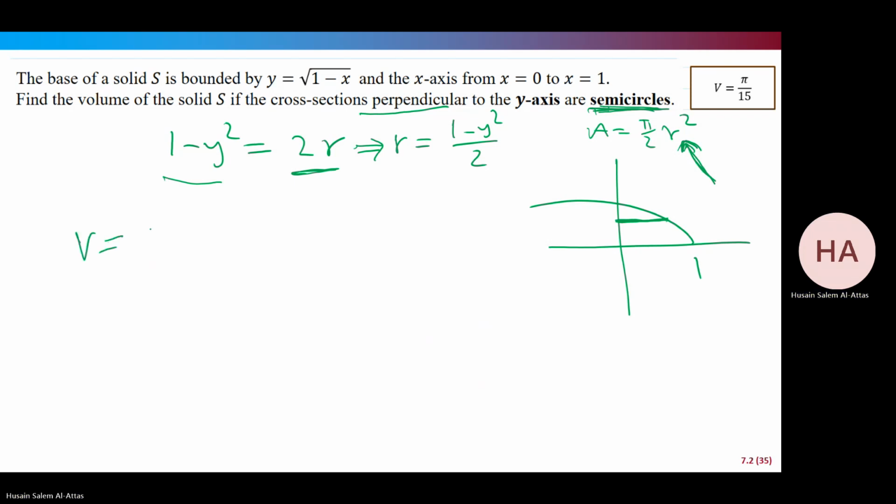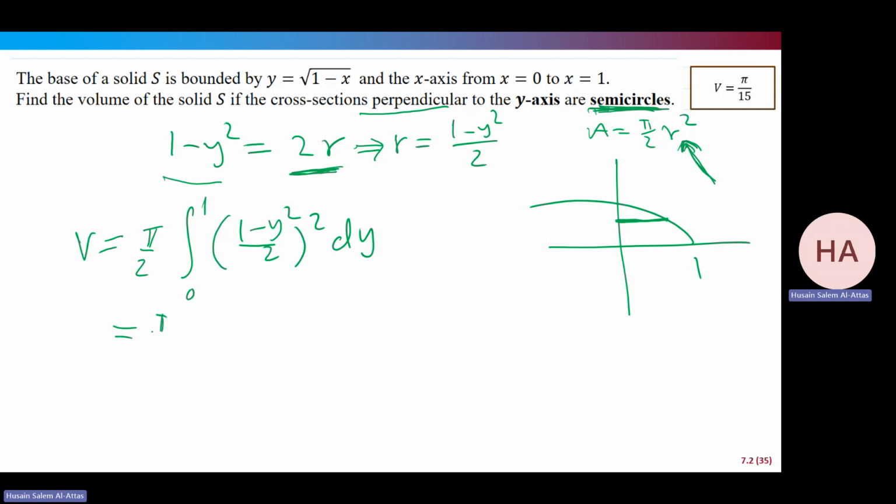Now I'll do the volume. See what will happen. I have pi over 2 integral from 0 to 1 of 1 minus y squared, squared. I made it intentionally so that you notice this, because this is one of the usual mistakes. This line is 2r, the full diameter. So I need only r to find the area.